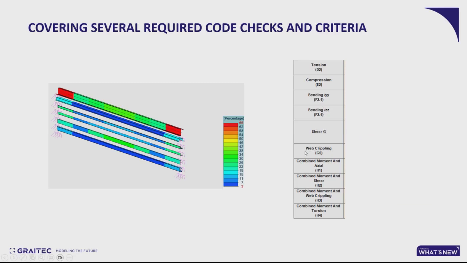your sections. And for combined checks, as you see here, we have 4 of them that Advanced Design can check for you. So combined moment and axial force, moment and shear, moment and web crippling, as well moment and torsional checks can be performed in Advanced Design for these code form projects.